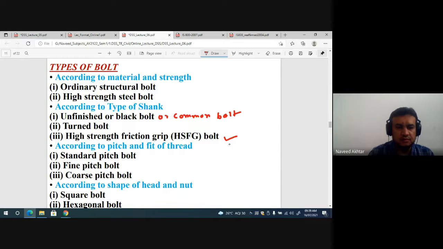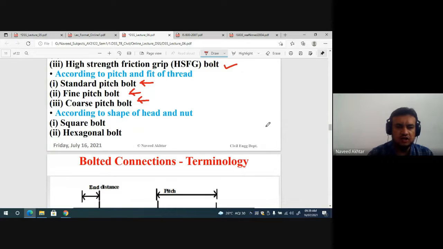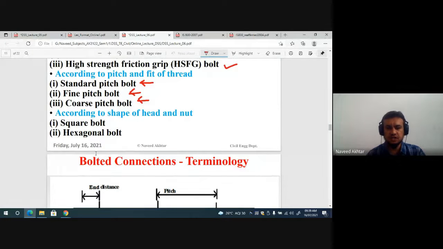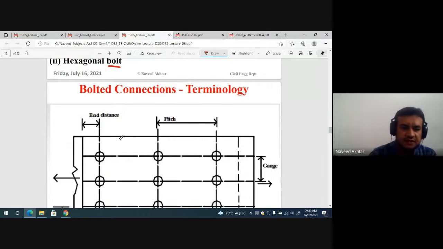Okay, and turned bolt. According to the pitch and thread, there are standard bolt, fine pitch bolt, and coarse pitch bolt, based on the thread. Then, according to the shape of head and nut, there is square bolt or hexagonal bolt, according to the head. Mostly it is hexagonal bolt that is available in the world.